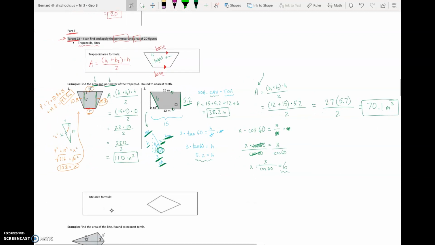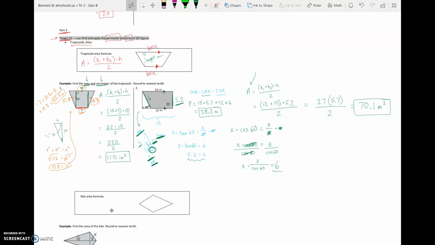All right, so that concludes working through finding area and perimeter of trapezoids.